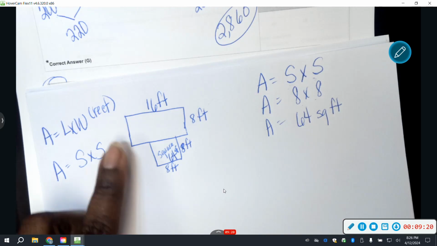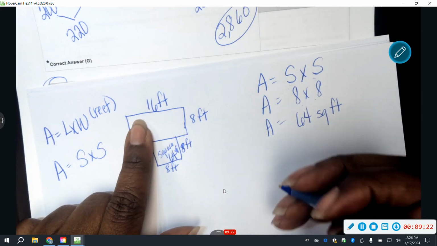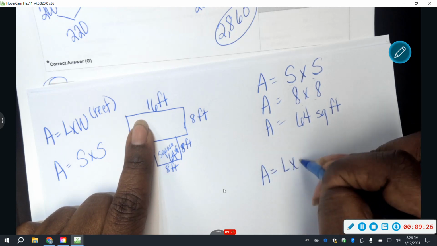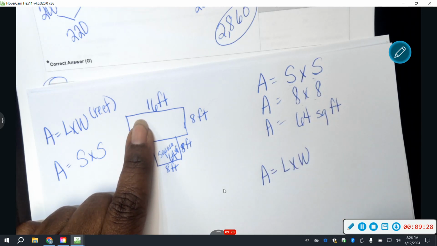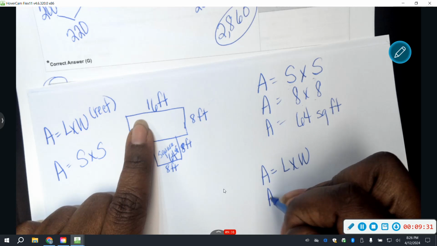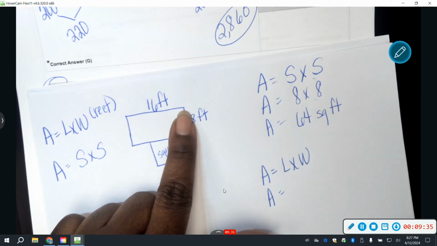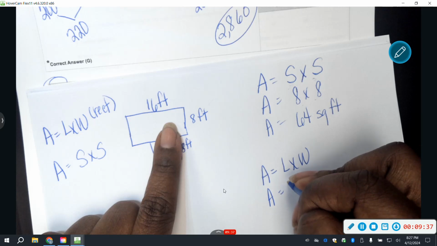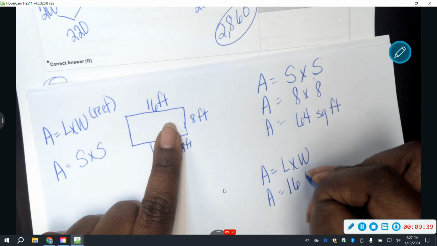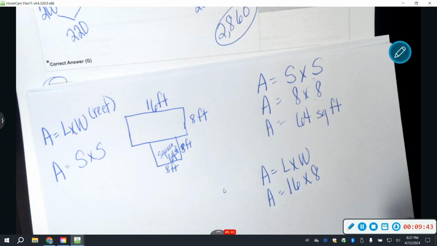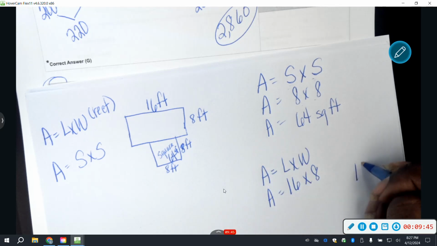All right, now we got to do this part of the deck. So that is a rectangle. I'm using the formula for a rectangle, which is length times width. Area equals length times width. It doesn't matter which one of these numbers you make the length. I tend to make the longest part the length. So 16 feet times 8 feet, because those are the numbers it gave us. All right, stack them up. Makes it easier for you.